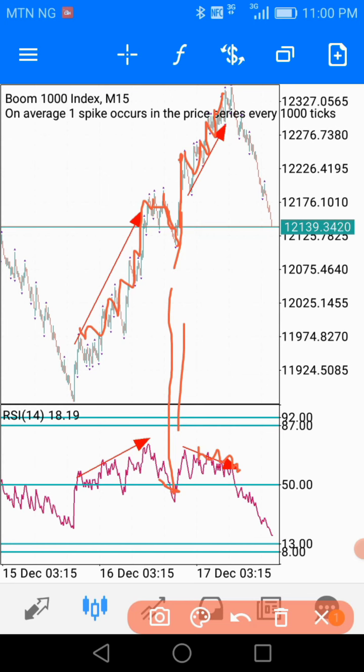This actually informed me that there is a discrepancy in the movement of price and the indicator, and that informed me that this uptrend was about to end, and there was an imminent or potential price reversal. And what happened next? Boom, the market started descending. Look at it.